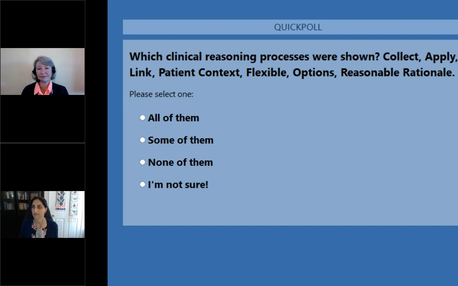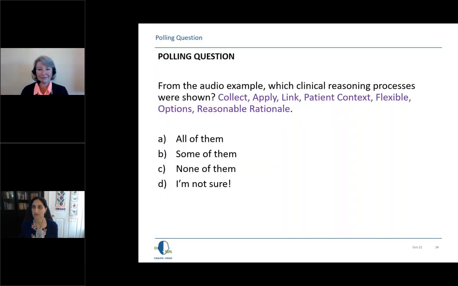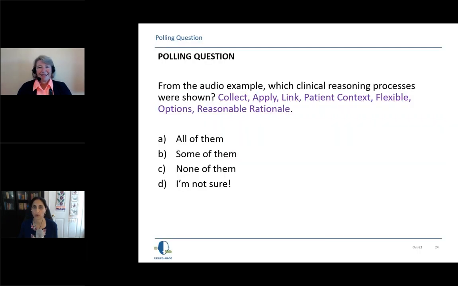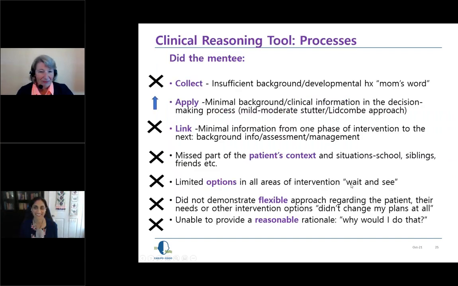Okay. All right, let's close that poll, and I'll just share those results so you can have a look at what the attendees are saying here. We have a small number, 6% are saying all of the processes were shown. The majority are saying some, and we have 23% none, 4% I'm not sure. So let's see, quite a range.